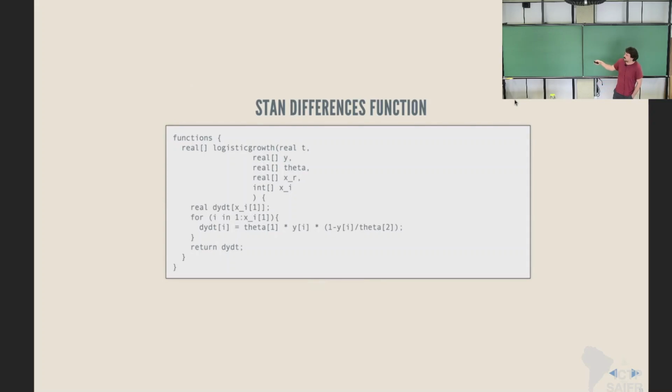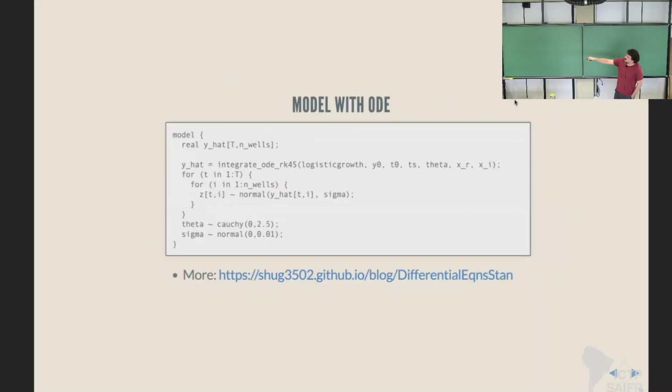Okay, and then in your model block, you can use an integrate ordinary differential equation function, Runge-Kutta 45 here. I don't know if Renato talked about the different methods of integrating differential equations, but Runge-Kutta is a popular one and works fine. Then you just use the function that you defined and some initial parameter values, the theta vector for the differential equation parameters, right? And measurements here. So these are the observed growth and time measurements.